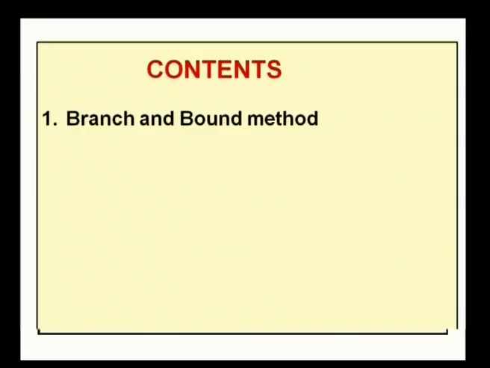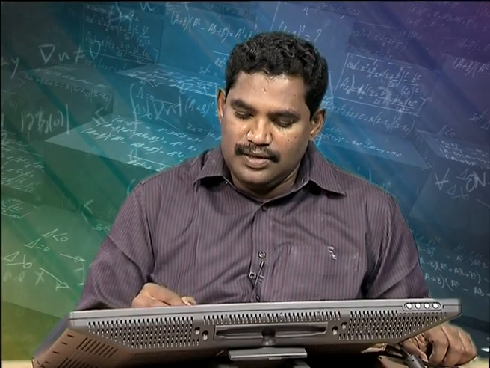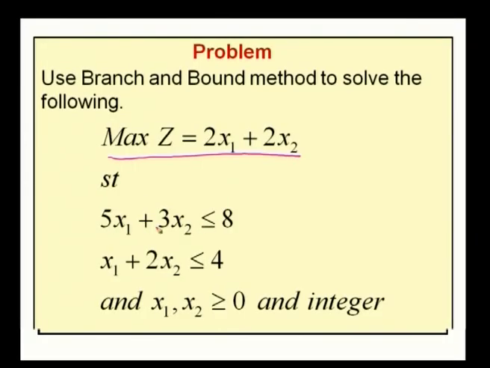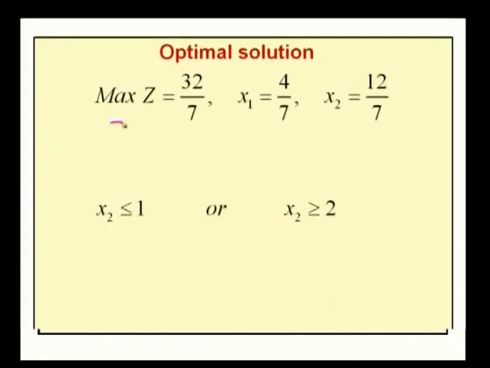Welcome you all to the UGC lecture series in mathematical science. In this session, we are going to discuss solving a given integer programming problem by making use of the branch and bound method. In the previous session, we discussed this problem: maximize z equal to 2x1 plus 2x2 subject to the constraints 5x1 plus 3x2 less than or equal to 8, x1 plus 2x2 less than or equal to 4, x1, x2 greater than or equal to 0 and integer. We obtained the optimal solution as maximum z equal to 32 by 7 with x1 equal to 4 by 7 and x2 equal to 12 by 7.